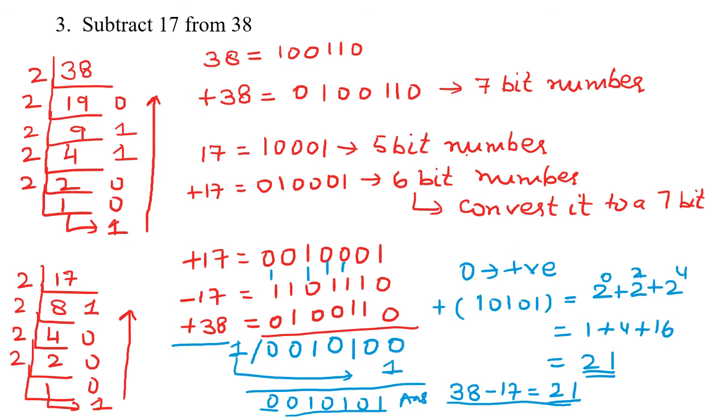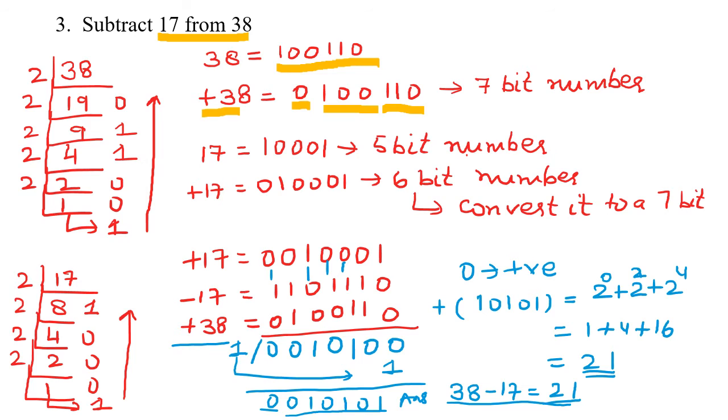Let us consider one more example. We have to subtract 17 from 38. First convert 38 into binary by dividing it by 2, and it comes out to be 1 double 0 1 1 0. Now plus 38 is, write a 0 in front of its magnitude, that is 0 1 double 0 double 1 0. Now we have to subtract 17, so we have to take 2's complement of 17.